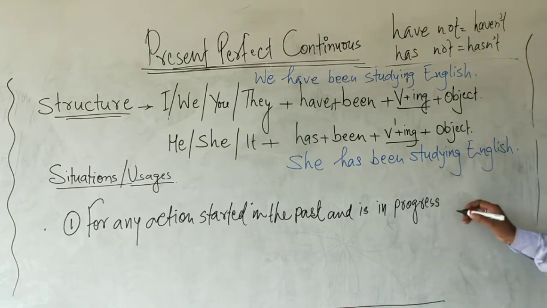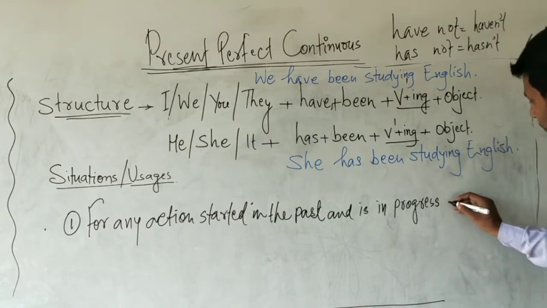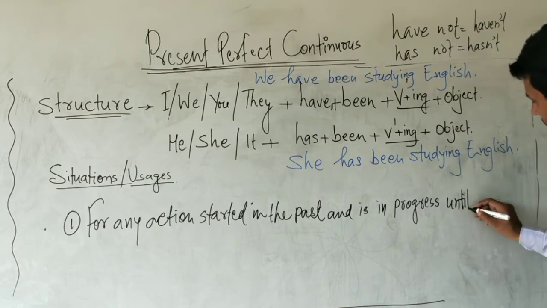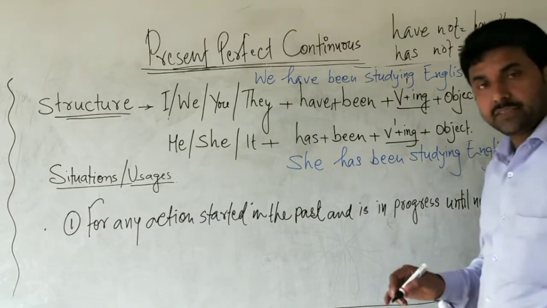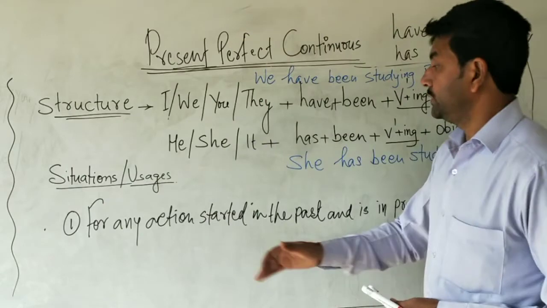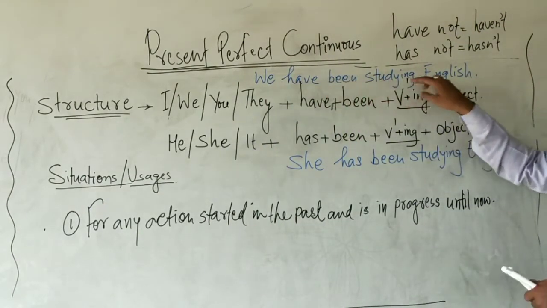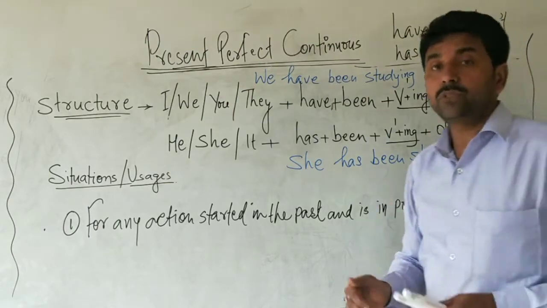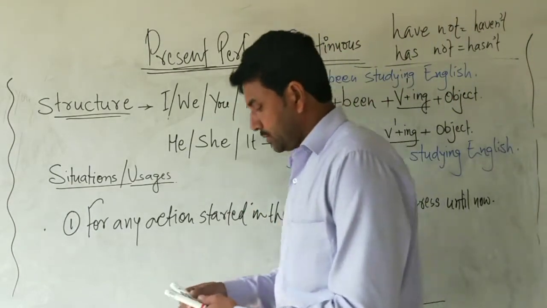at the moment, and is in progress until now, at the present moment, still it is going on. So we can use this one. We have been studying English. That means still we are studying English.